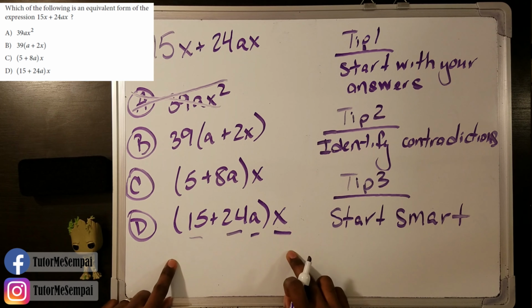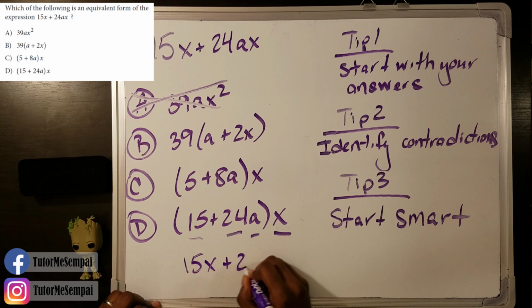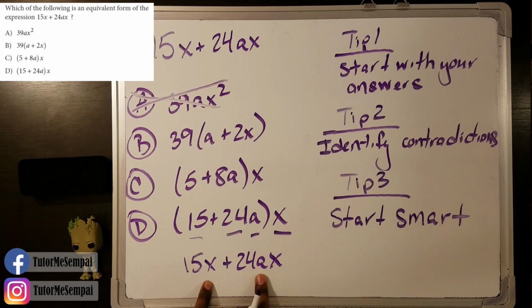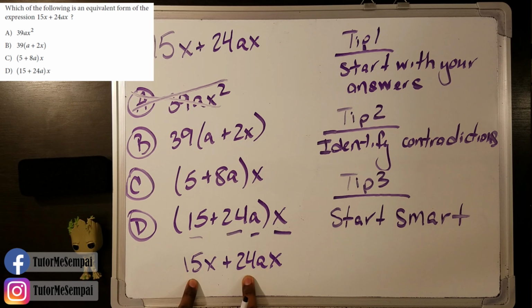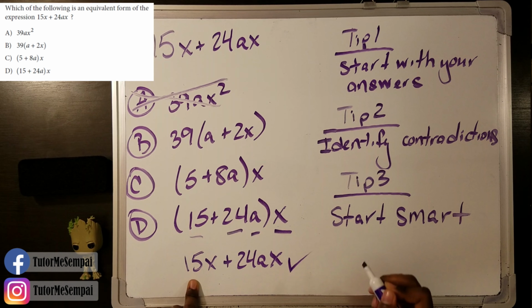Well, if I distribute this X out, I will get 15X plus 24AX. They both have an X. This one has an A, and the numbers are the same, our coefficients. So that means that this has no contradictions. That means this is our answer.